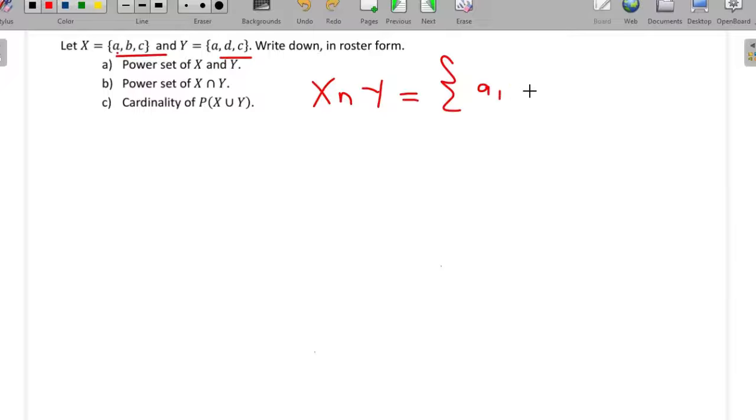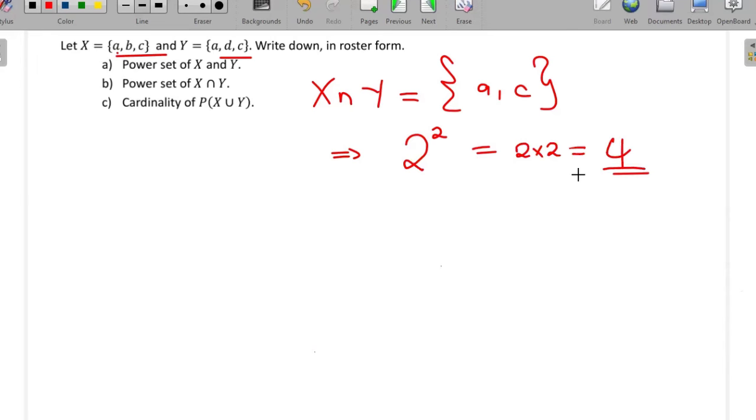Exactly. So A and C is common, so we put it there. And now we ask ourselves, what is the number of subsets here? It will be 2 to the power 2 because there are 2 elements here. So this will just be 2 multiplied by 2. So I have 4 subsets.